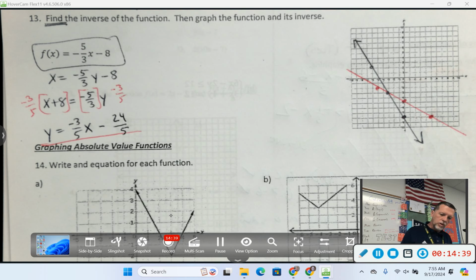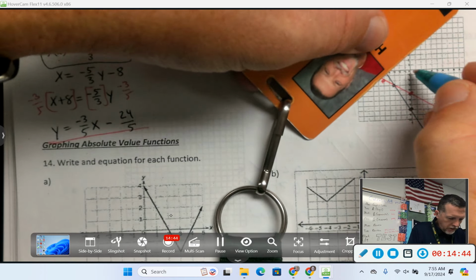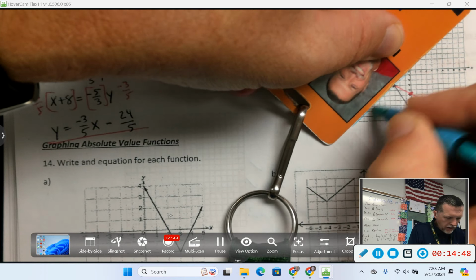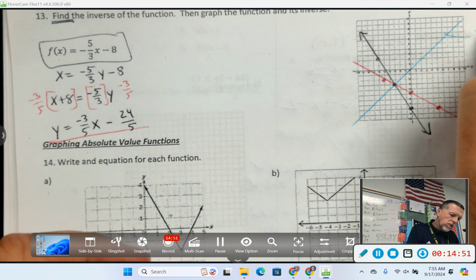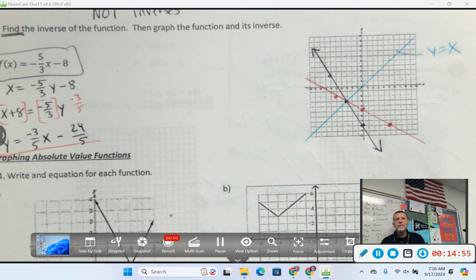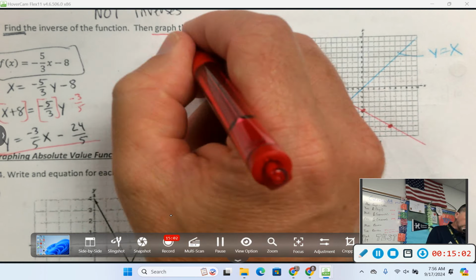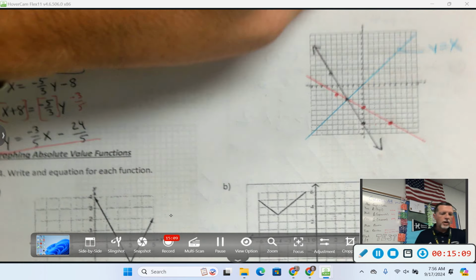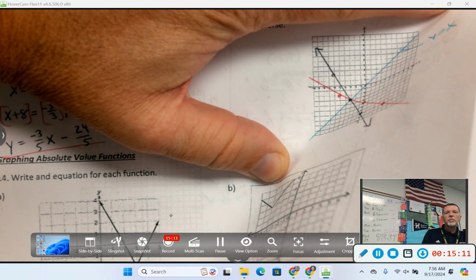And we didn't do it on this graph, but inverses are always a reflection across y equals x. So if you folded that graph on y equals x, the pictures would match up to each other. That's why we have you graph inverses. It sort of verifies that your equation is probably right, if you can see that folding across y equals x would make it match up.